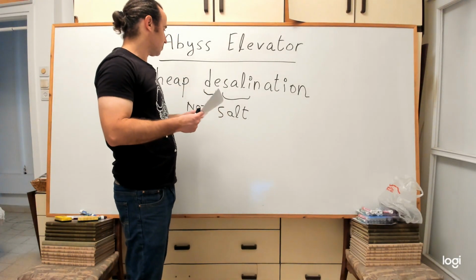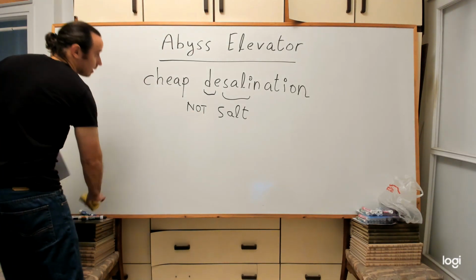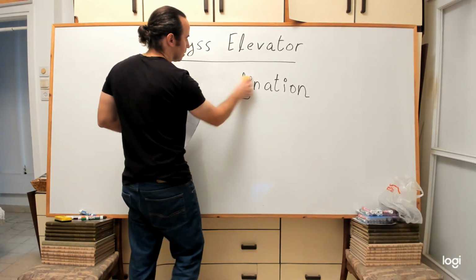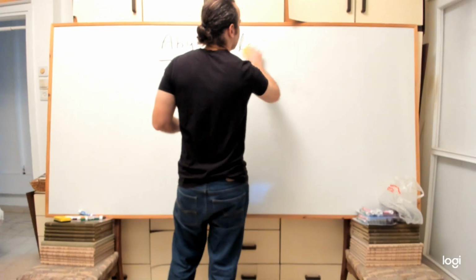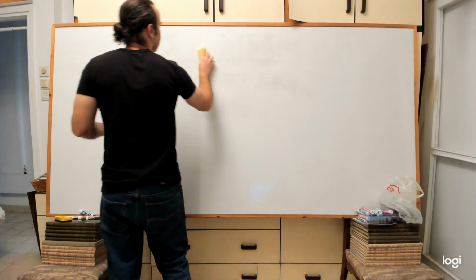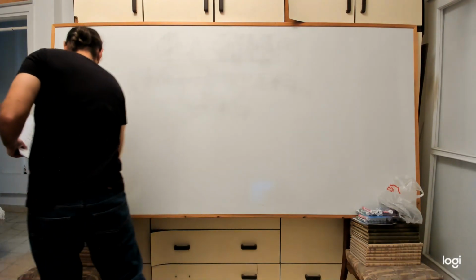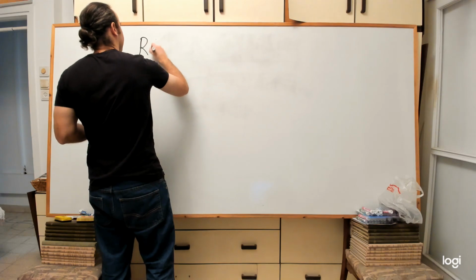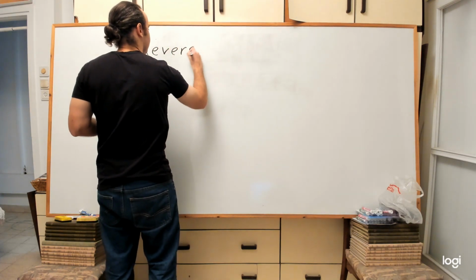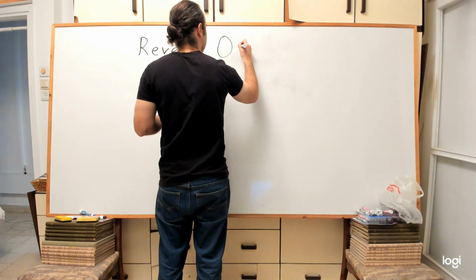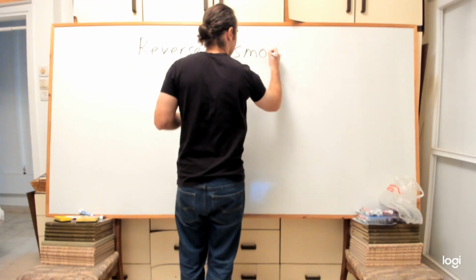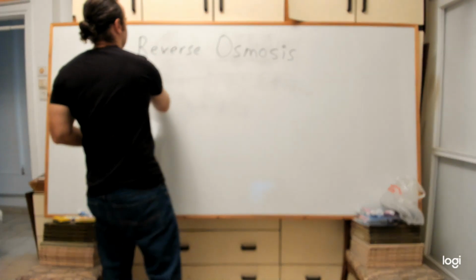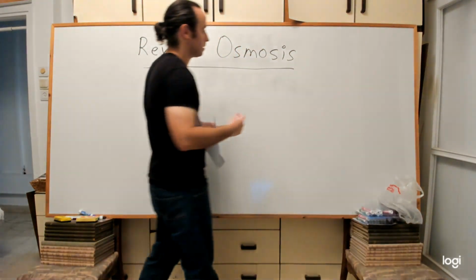Okay, so how is the desalination done? It's done using something that is called reverse osmosis. What is reverse osmosis? First of all, let's see what osmosis is.